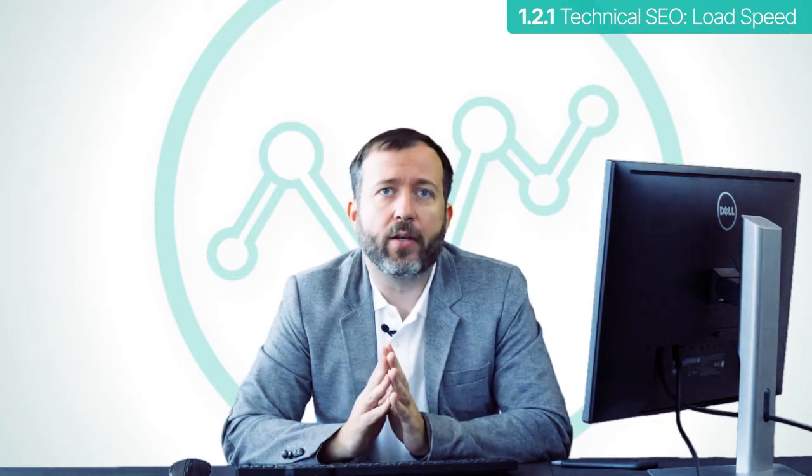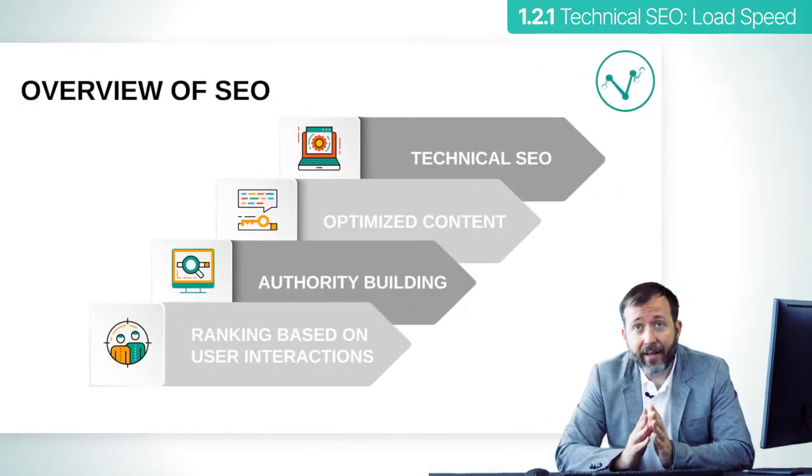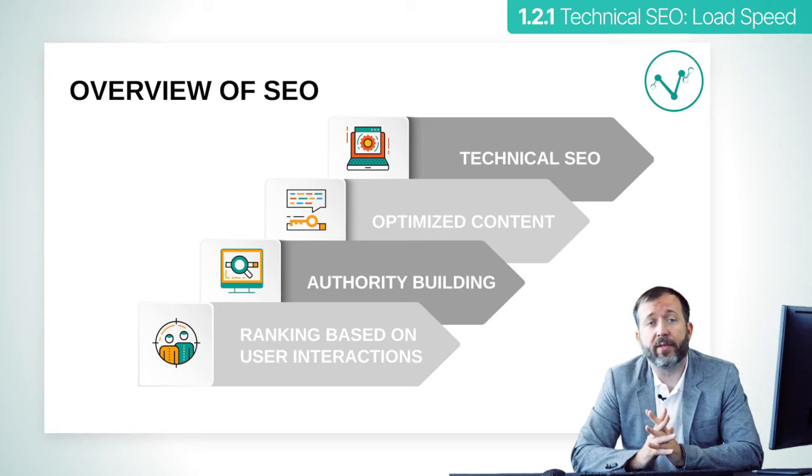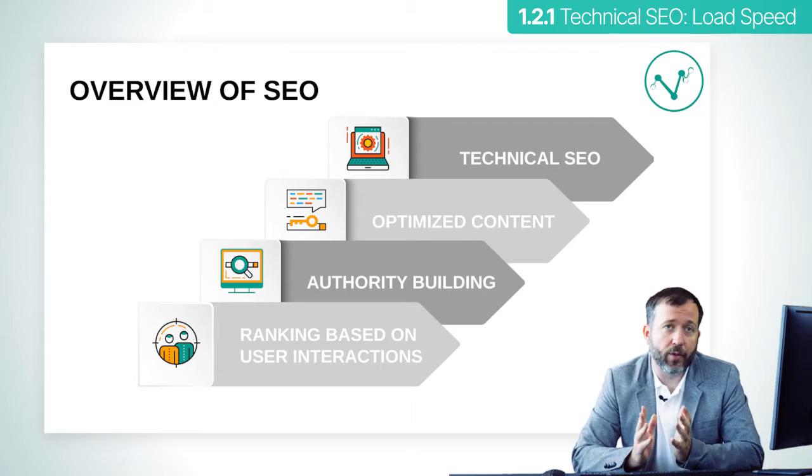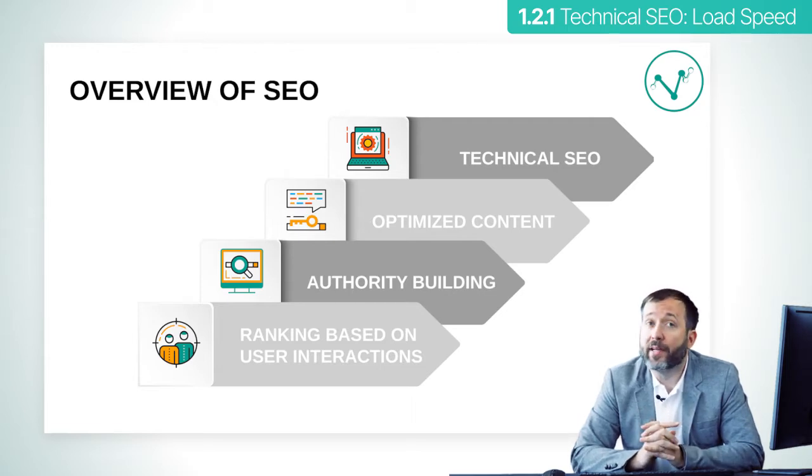Before we begin, we can split the subject of SEO into four main branches. Technical SEO, which includes all aspects of website functionality. Optimized content, which refers to text, meta text, and other similar things that refer to content in general. Authority building for the website, as well as rankings based on user interaction signals.